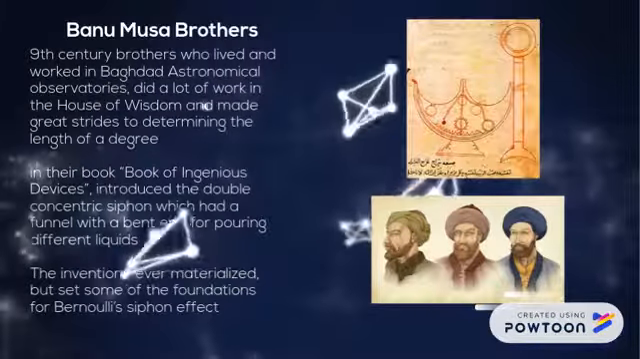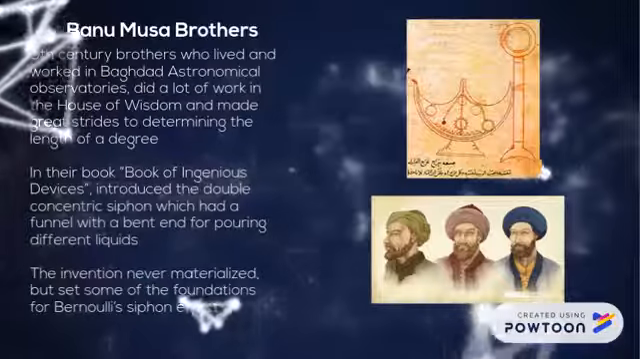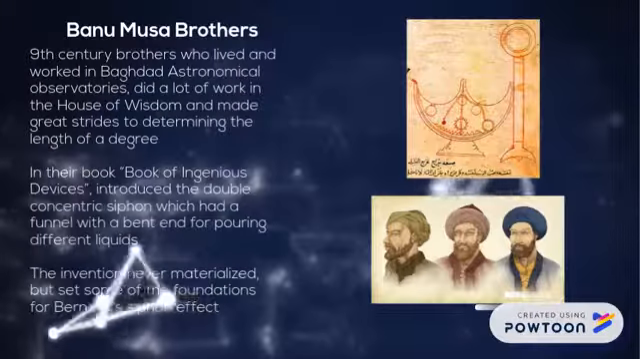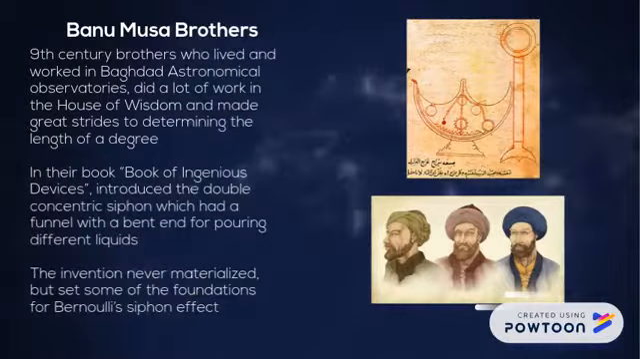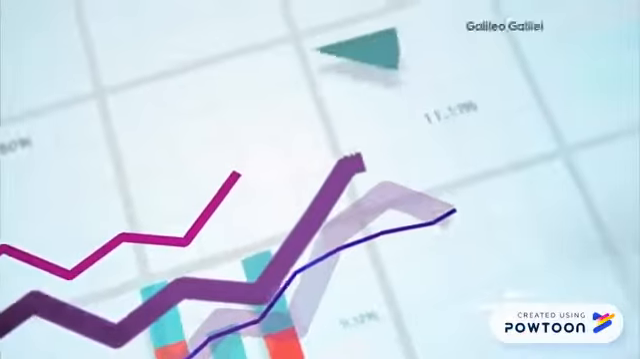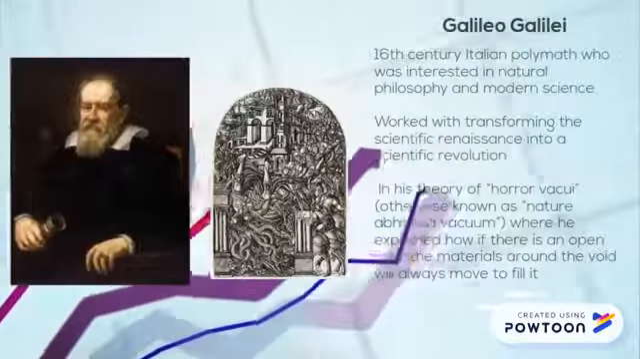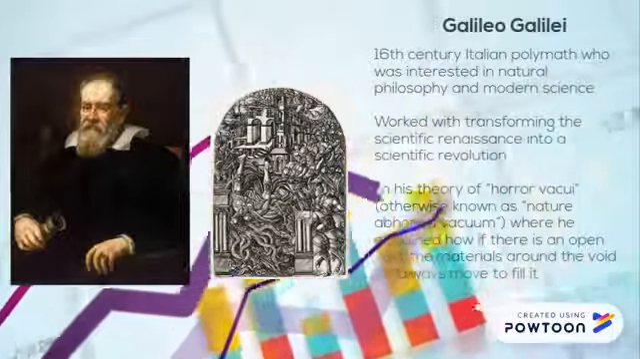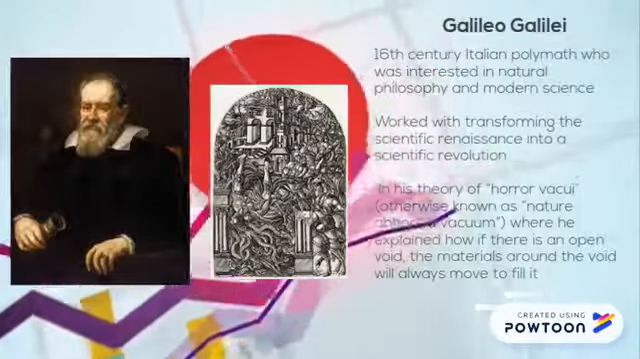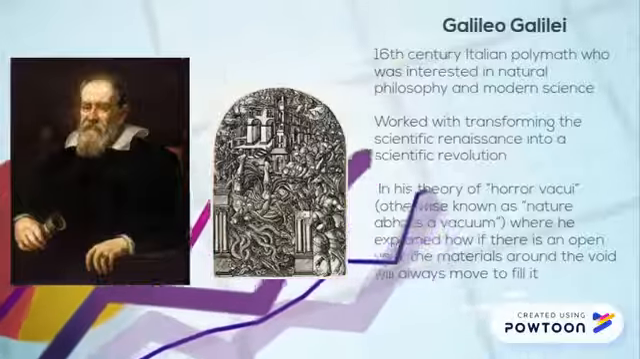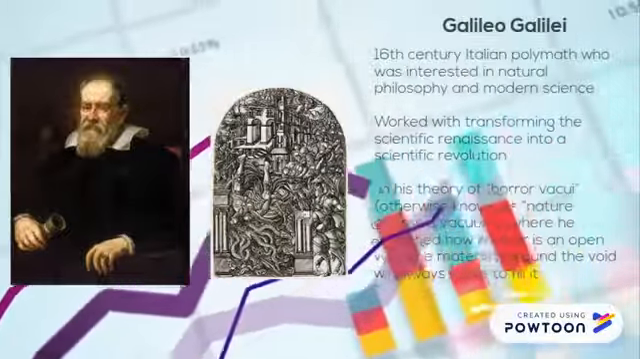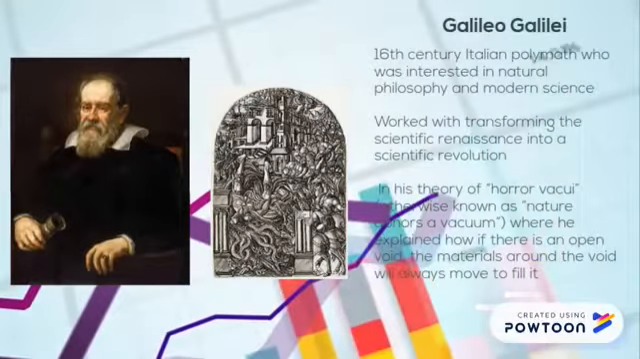In their Book of Ingenious Devices, they introduced the double concentric siphon, which had a funnel with a bent end for pouring different liquids. This invention never materialized, but it set the foundation for Bernoulli's siphon effect. The 16th century Italian polymath Galileo was also interested in natural philosophy and modern science. Through his concept, he developed a theory that explained in an open void the materials around the void will always immediately move to fill it.